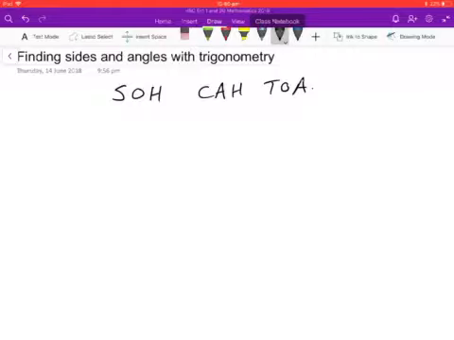So we're going to look at finding sides and angles. Basically, I'm just going to do 3 examples and see how we go. This is revision basically from year 9. Should be able to manage this stuff. But let's go from here.